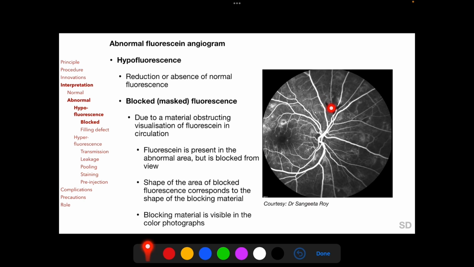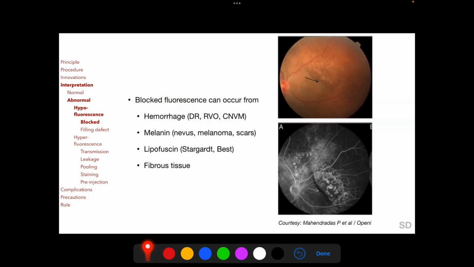In this angiogram, we find a blocked fluorescence from a small vitreous hemorrhage which blocks the underlying choroidal and retinal fluorescence. Blocked fluorescence can occur from hemorrhages, as we have seen in the previous photograph, melanin, lipofuscin, and fibrous tissue. These two photographs show blocked fluorescence from an area containing excess of melanin due to an RPE. This area of excess melanin blocks the underlying choroidal fluorescence, but the overlying retinal fluorescence is visible.